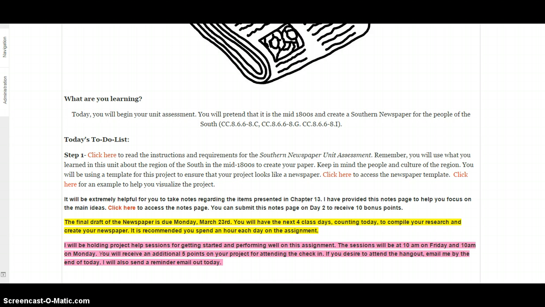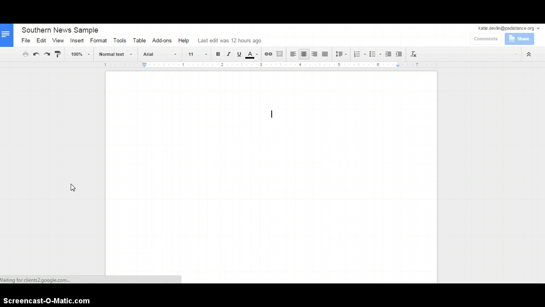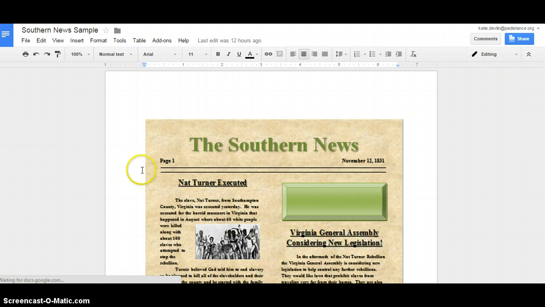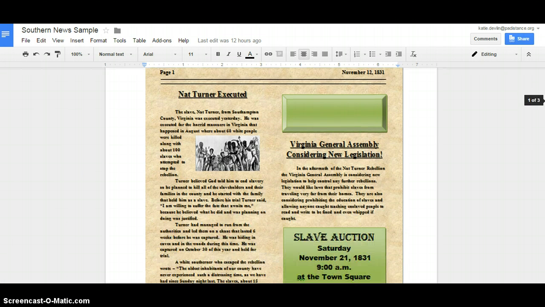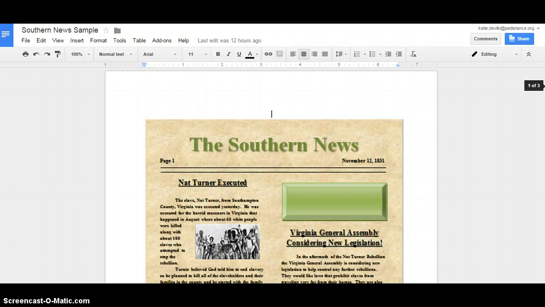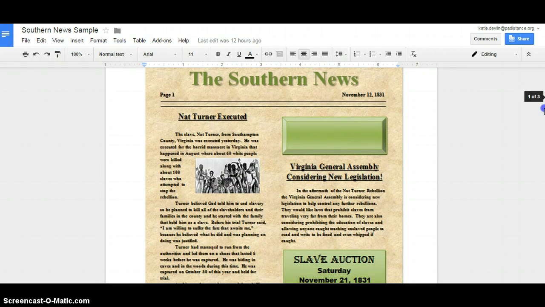So, we've looked at the template, we've looked at the requirements. Let's take a look at the example. So, this is the Southern News example, and you do not have to do what I did here, but this is something worth your while to take a quick look at. So, I have my title, I have my pages, I have my pictures. I have an article about the execution of Nat Turner.